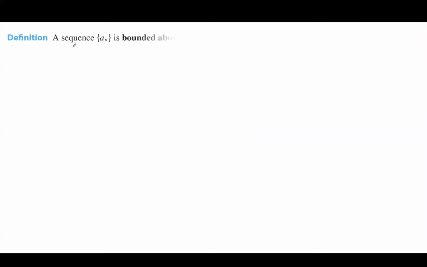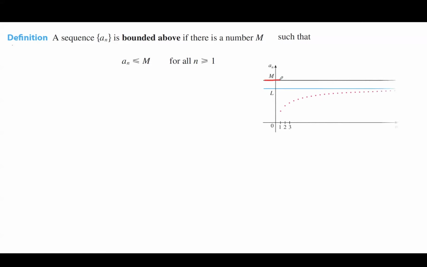Next definition for you. A sequence is called bounded above if you can find a fixed number m such that all of the terms of the sequence are less than or equal to that fixed number m. Let's visualize this. Here I have a fixed line, y equals m. The terms of the sequence, the y values of the sequence, are getting larger and larger, but eventually after a while they have a fixed behavior and they are less than or equal to this fixed y value m. In this case, we say the sequence is bounded above.